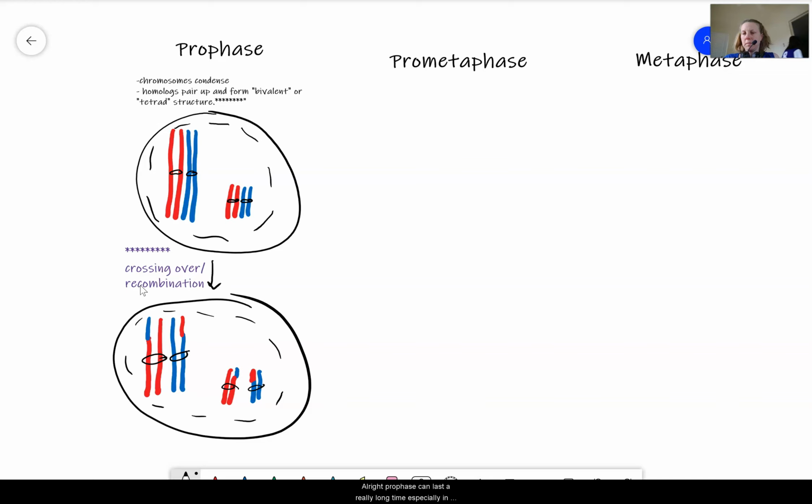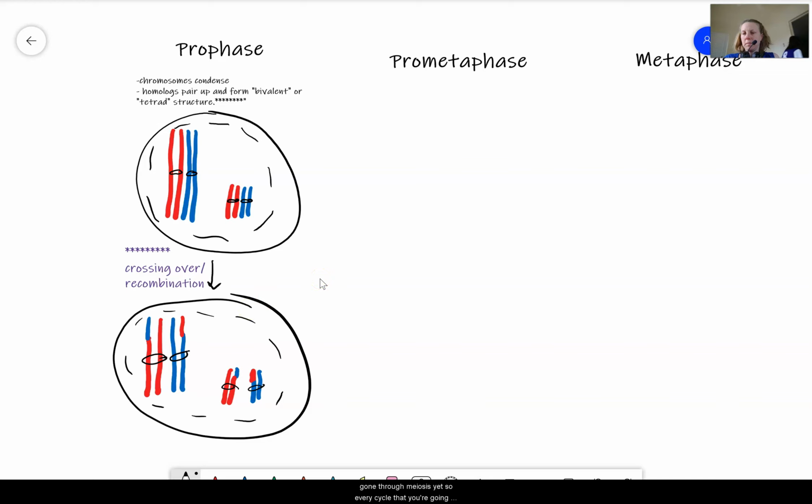Prophase can last a really long time, especially in humans. So in males, prophase lasts for about a week. As males are making their new sperm cells, it takes about a week to go through this prophase part of meiosis, where all of the crossing over and recombination is going to occur. For women, prophase 1 of meiosis can last somewhere between 50 and 40 years or so. So when you're born, you've actually got all of your egg cells in you. They just haven't gone through meiosis yet.